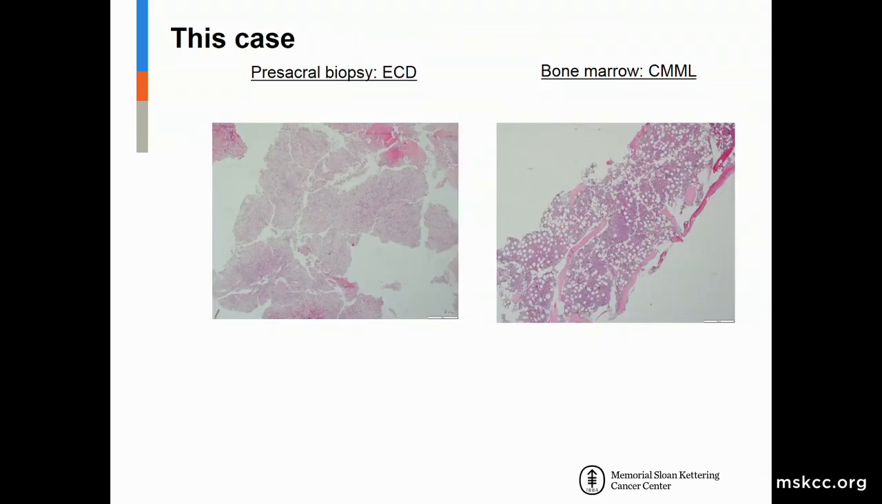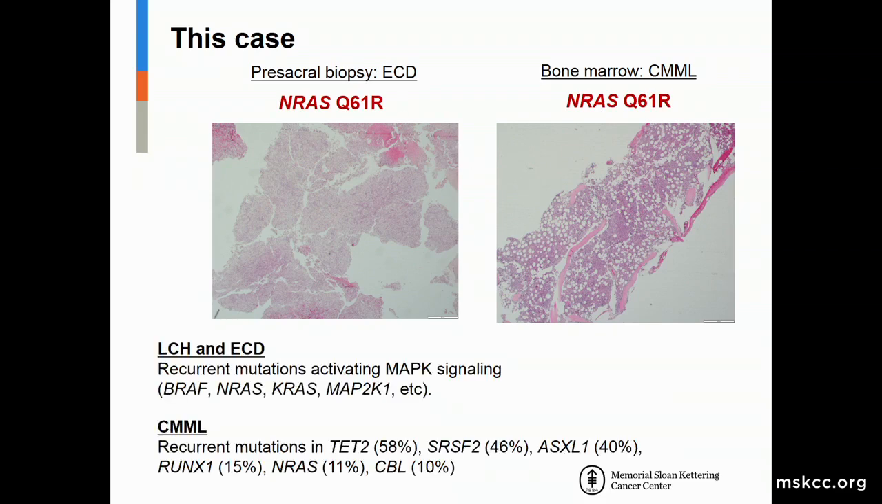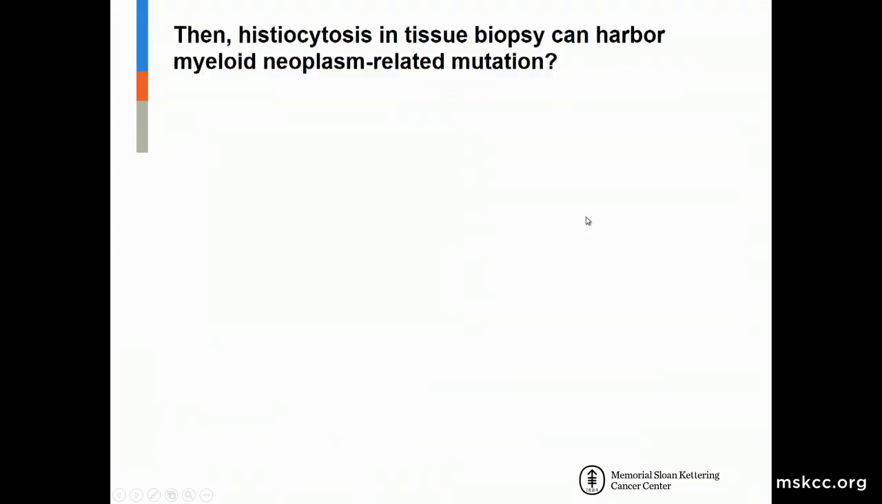And going back to our case, the presacral biopsy was diagnosed as ECD, and the bone marrow was diagnosed as CMML. Actually, we found the same NRAS mutation in both. As I explained, LCH and ECD have activating MAPK signaling, and NRAS is one of them. And in CMML, 11% of cases also have an NRAS mutation. So this case actually had the same NRAS mutation, one in here, another in here.